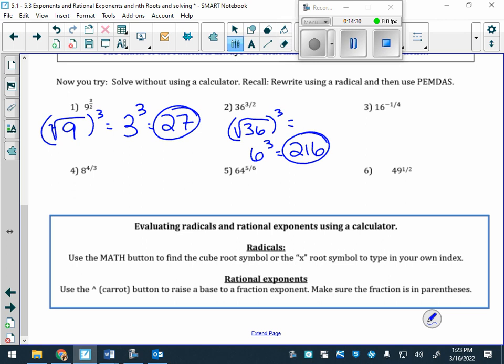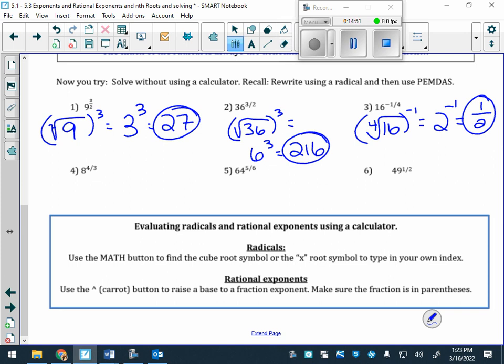All right. Number 3. Jack. 1/2. Excellent. Okay. The 4th root of 16 to the negative first. 2 to the negative first. Can't have negative exponents. So we end up with 1/2. Excellent. Okay. How about number 4?